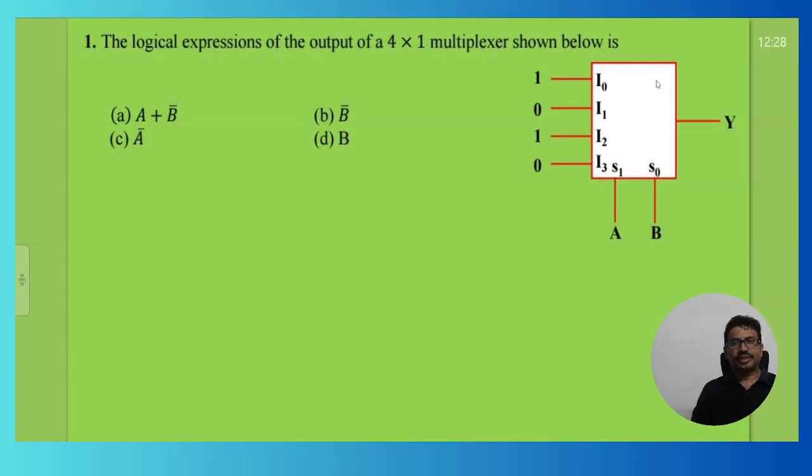Let's start our discussions. Look at now here, take this problem, everybody. They have given the logical expression of the output of a 4x1 multiplexer, and they ask us to find it. Here we have a 4x1 mux.